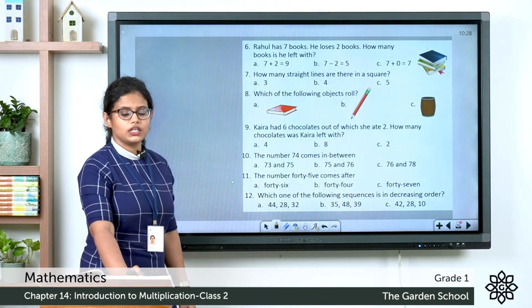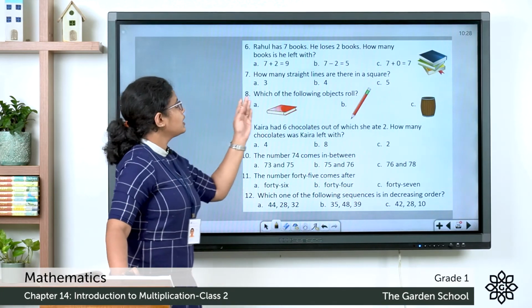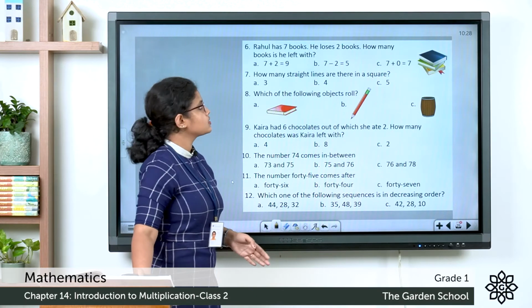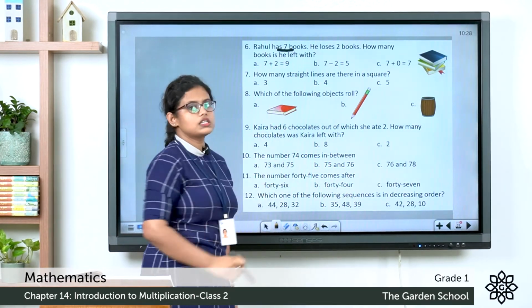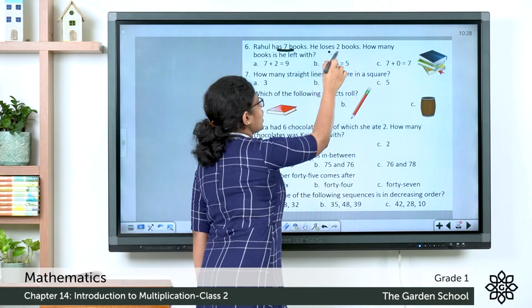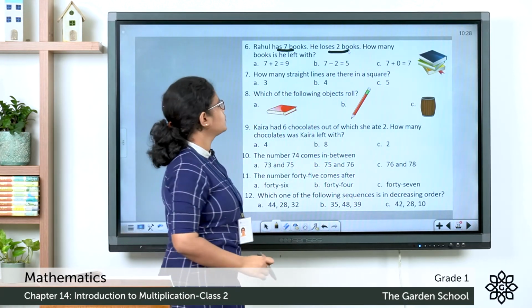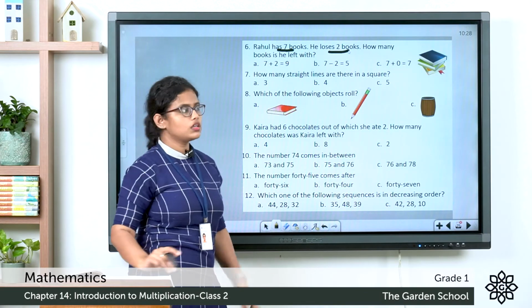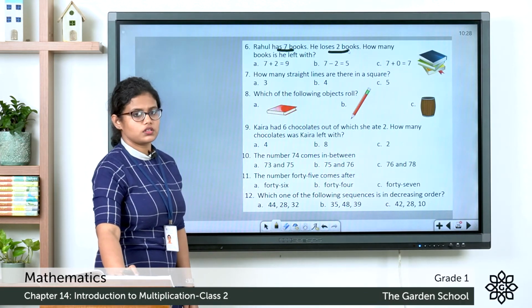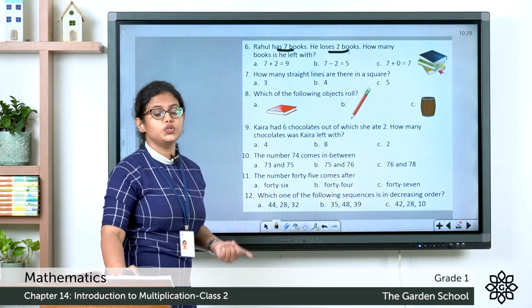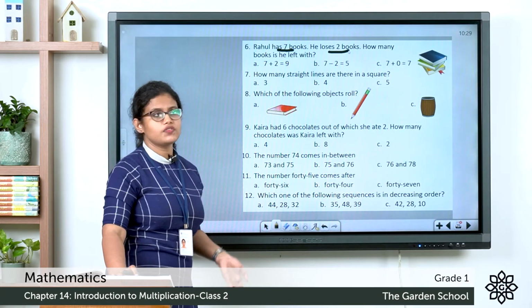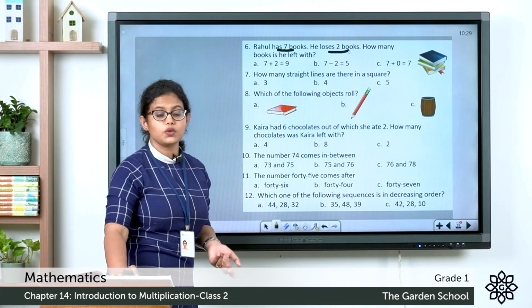See the sixth one. Rahul has 7 books. He loses 2 books. So, how many books? 7. And he lost how many? 2. How many books is he left with? So, he had 7 and he lost 2. You need to find how many are left with Rahul. So, for that, what do we need to do?